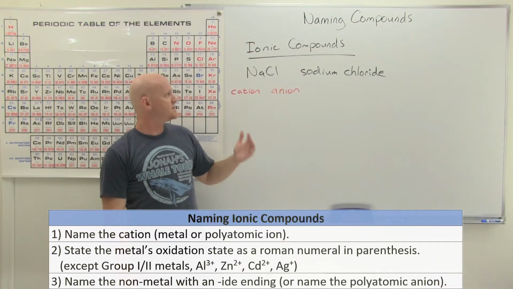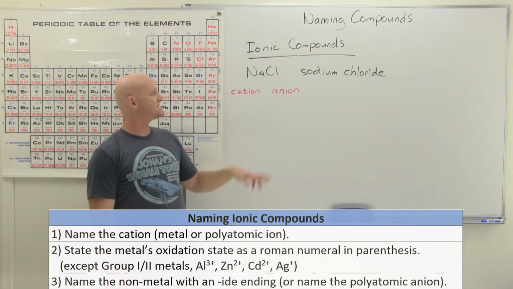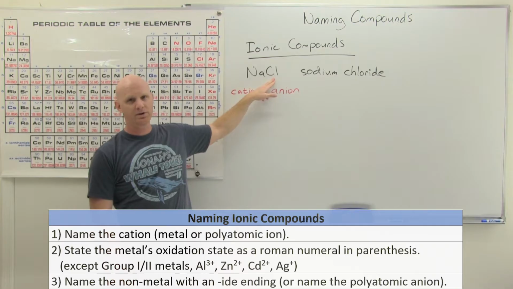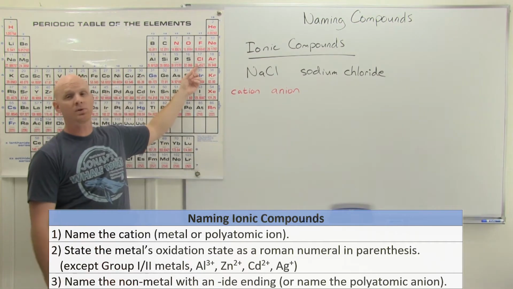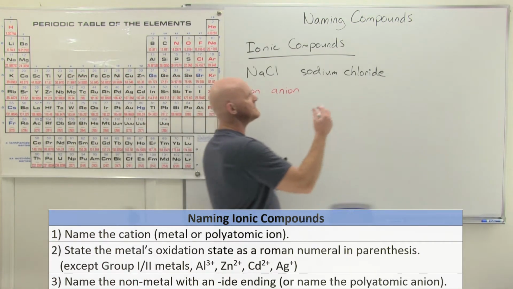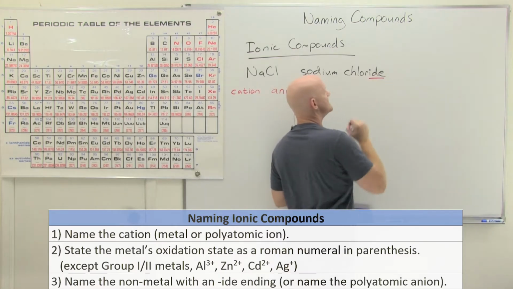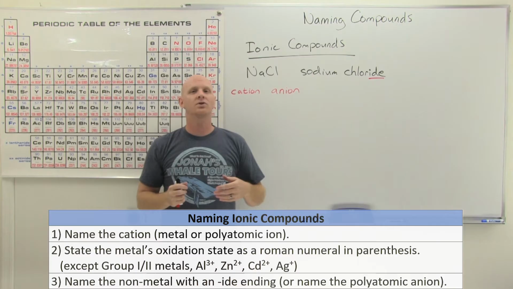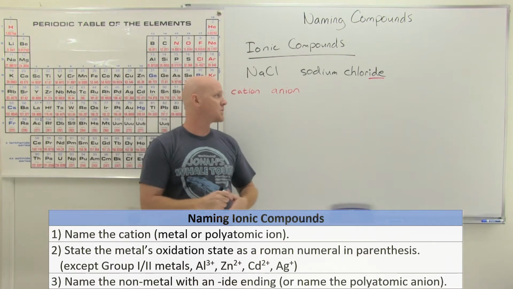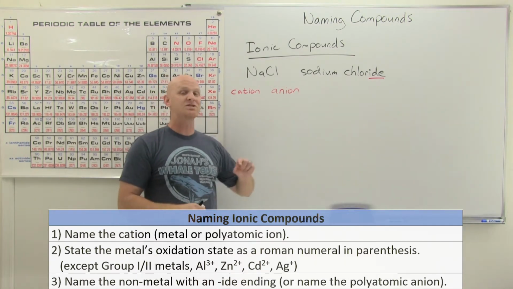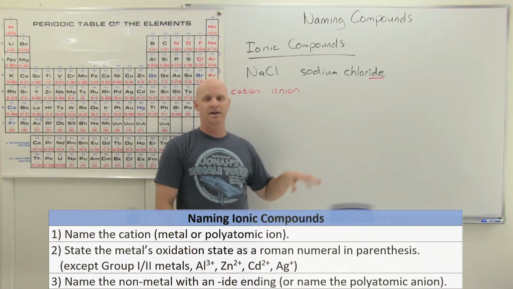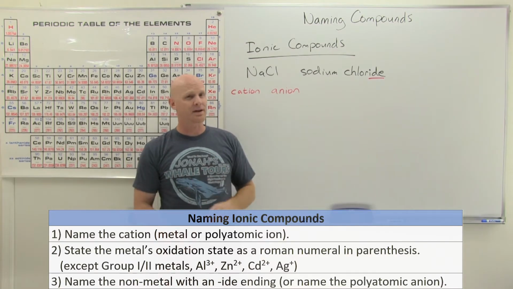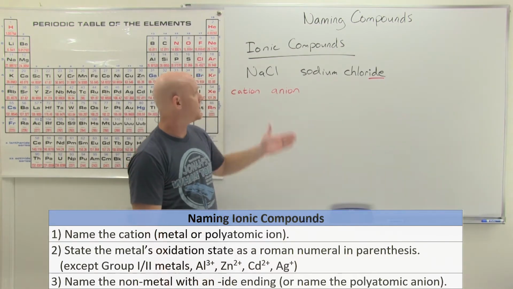All right, so then you move on to rule number 3, and rule number 3 says name the nonmetal. And in this case, Cl stands for chlorine, but it specifically says name the nonmetal with an IDE ending. So instead of saying sodium chlorine, we say sodium chloride. Cool, we'll see this is a common pattern where you name the second element with an IDE ending, not just for ionic compounds, but also for molecular compounds as well. Cool, and that's sodium chloride.